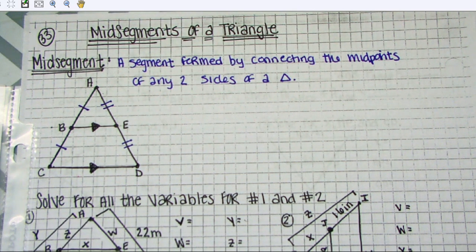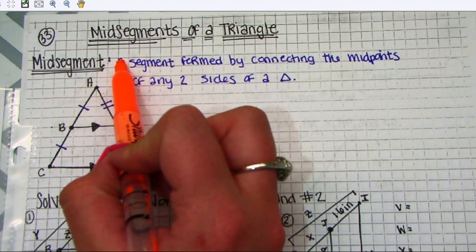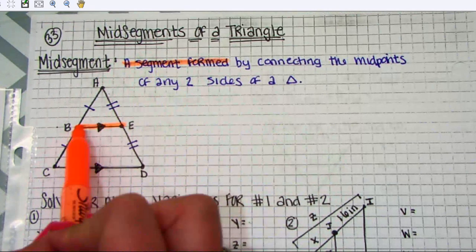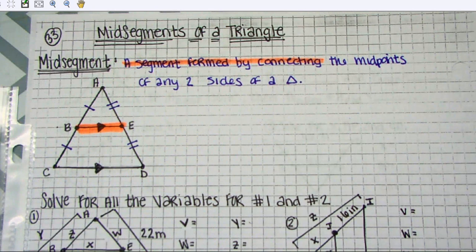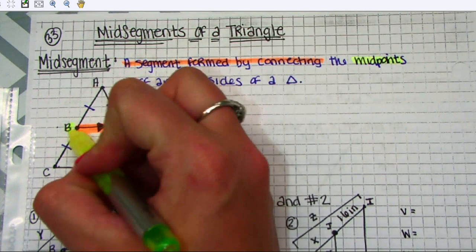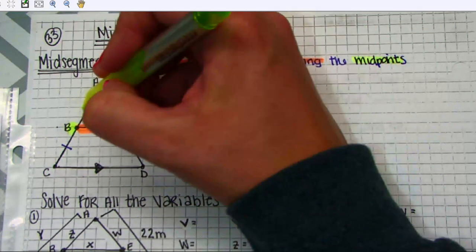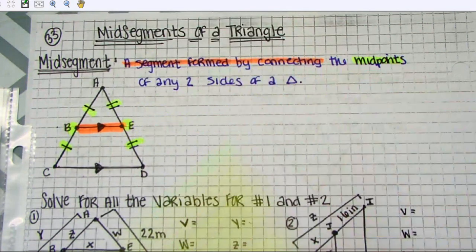So in our picture, go ahead and get your highlighters out. In your picture, the midsegment is a segment formed, which is right here. The segment is connecting B and E, and B and E represent midpoints. So B and E are our midpoints. Notice how we marked B's equal and B's equal. So the midsegment is the segment.